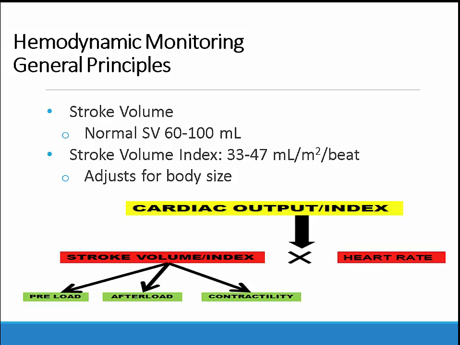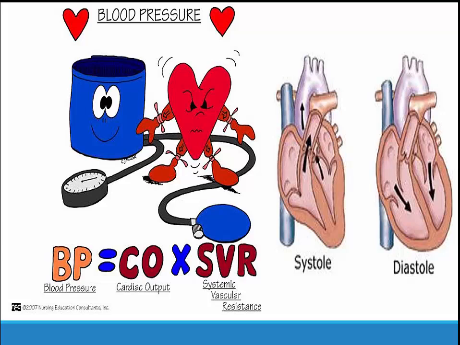Changes in stroke volume are becoming more important indicators of the pumping status of the heart than many of the other parameters. Stroke volume index is stroke volume adjusted for body size. Systemic vascular resistance, systemic vascular resistance index, stroke volume, and stroke volume index can all be calculated when cardiac output is measured. Normal systemic vascular resistance is 800 to 1200 dynes per second.